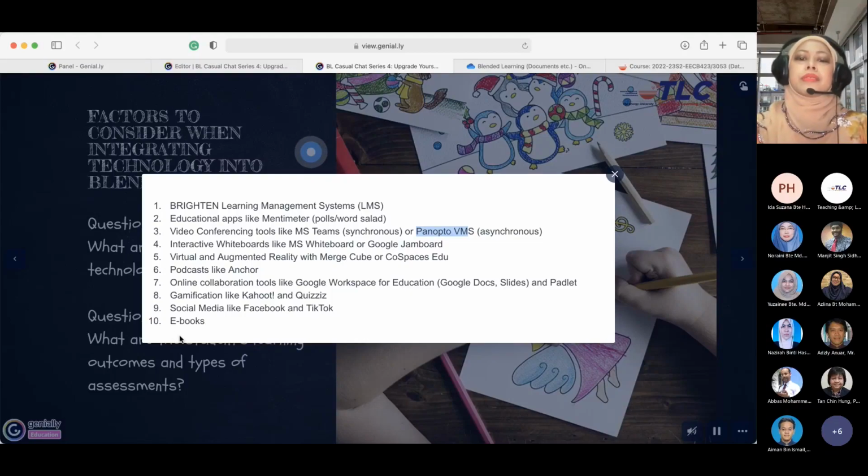Last but not least, ebooks. You can use this. I believe some of the lecturers are using ebooks for textbook materials. So they have this at the course page, and you can actually incorporate that.